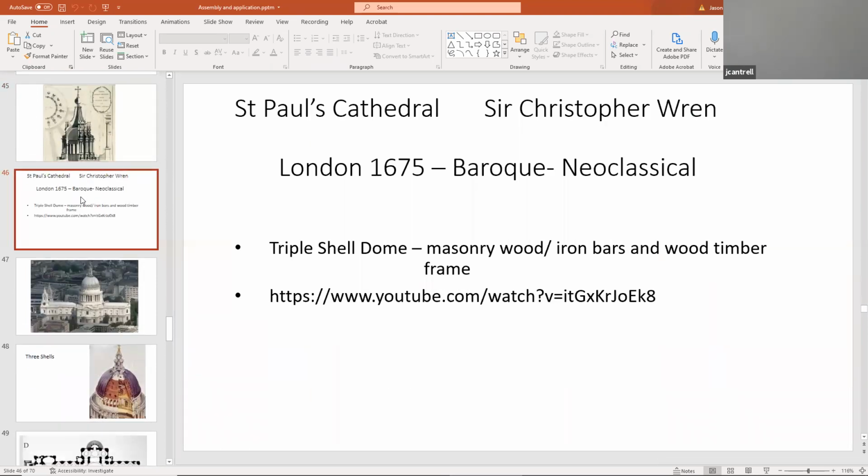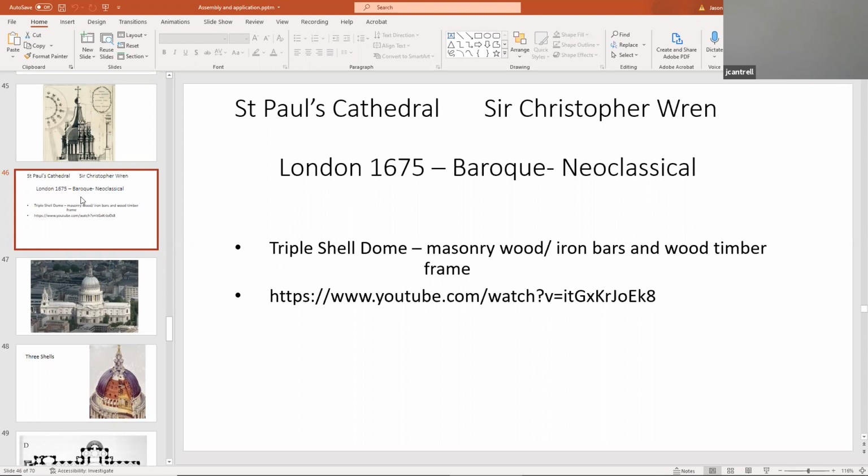Okay, so we're looking at St. Paul's Cathedral, even larger and probably taller than St. Peter's Dome. Sir Christopher Wren really rebuilt the entire city of London after the fire in 1663 or 1666, I think. So we're looking at a phase of architecture between Baroque and Neoclassical. Of course, with Neoclassical, we're borrowing the styles from ancient Greece and Rome.